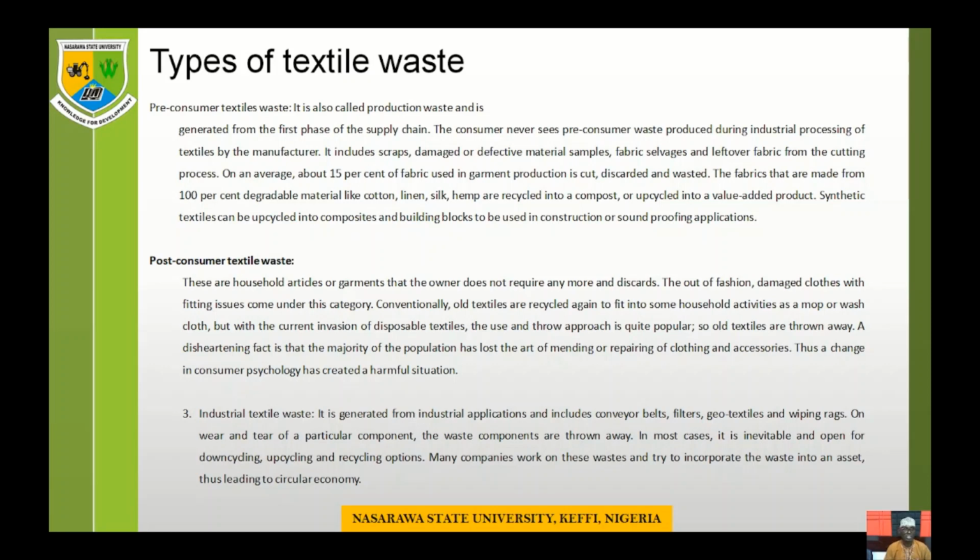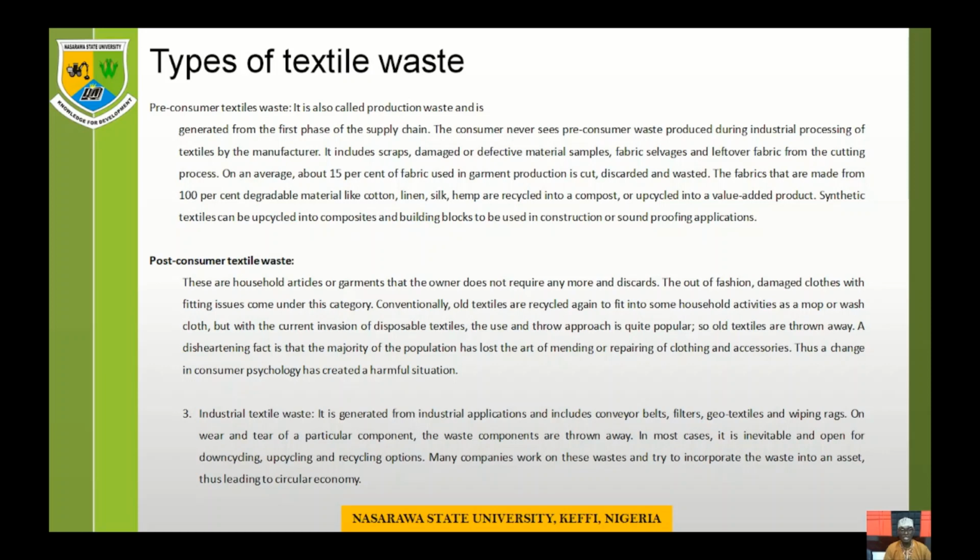The next one is the post-consumer textile waste. These are household articles or garments that the owner does not require anymore and discards. The out of fashion, damaged clothes with fitting issues come under this category. Conventionally, all textiles are recycled again to fit into some household activities as a mop or wash cloth.